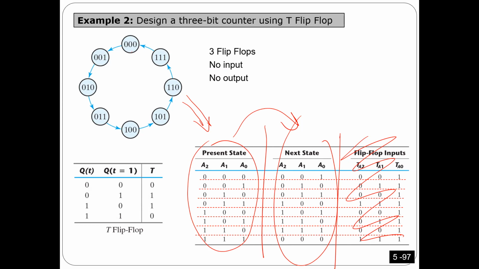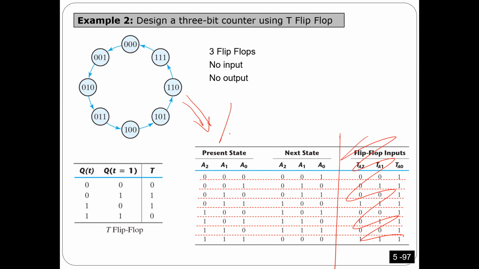Make sense? Okay, so now once you have input and you have output, what should I do next? Very, very easy, very simple. What I do next is I need to find the flip-flop inputs.